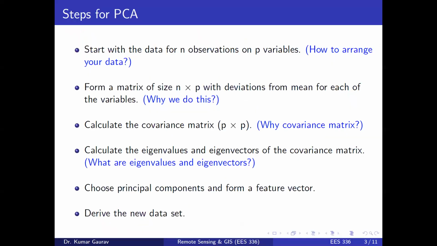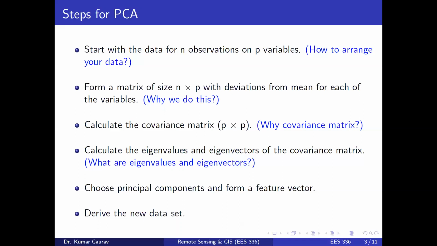Let me zoom it. Yeah, so I guess the term covariance is now clear. Now the fourth step is to calculate the eigenvalues and the eigenvectors of the covariance matrix. Once we have calculated the covariance matrix, then we have to calculate the eigenvalues and eigenvectors. So I guess you have some idea about what eigenvalues and eigenvectors are. We will see these things mathematically, but I also want to discuss this in layman's terms.